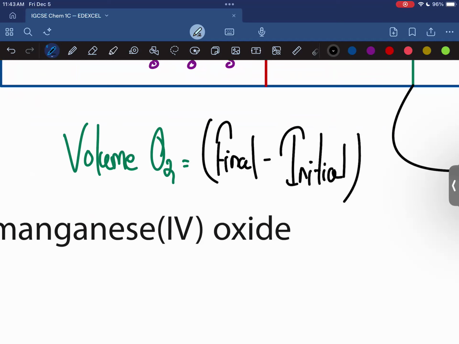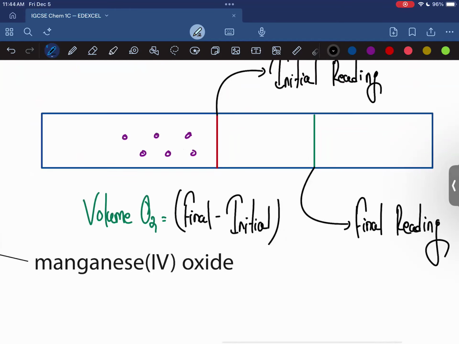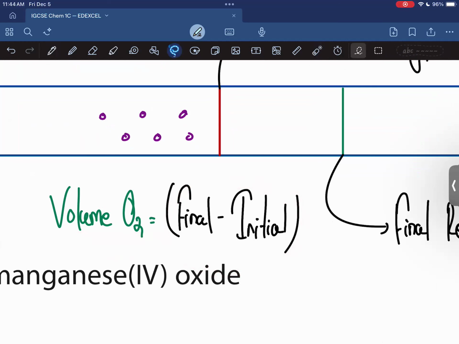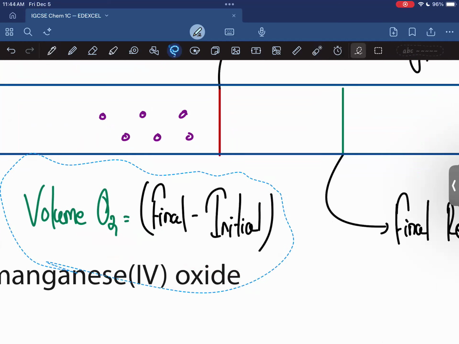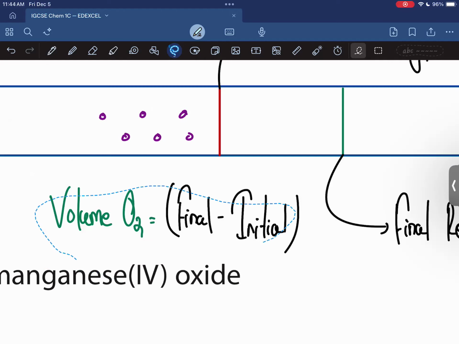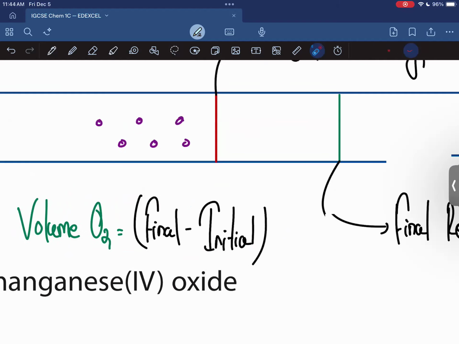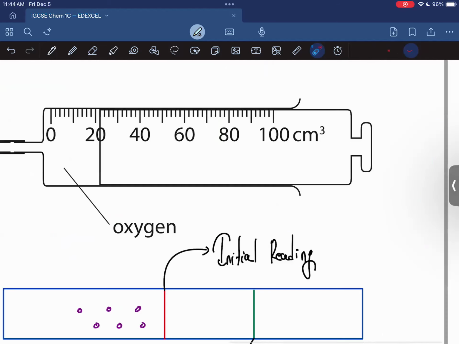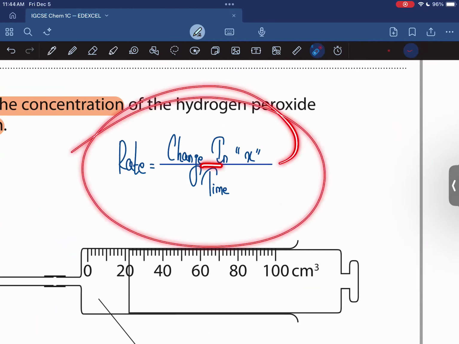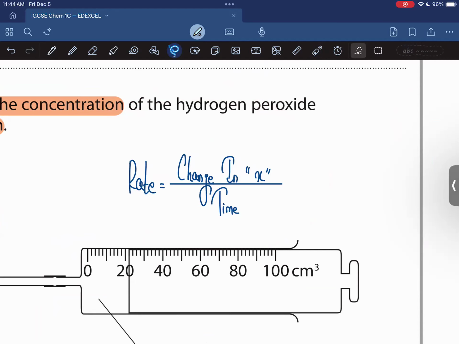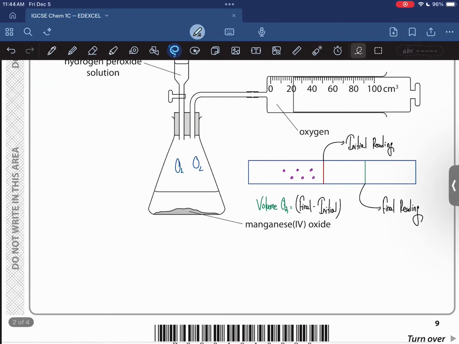Now, this is going to be the volume of oxygen. If you figure out the time taken to produce this volume of oxygen, you could easily figure out the rate of the reaction. Are you clear? If you figure out the volume of oxygen produced in this time period using a stopwatch, you could easily figure out the rate using this equation: change in volume divided by time. So this was the overall procedure so far.